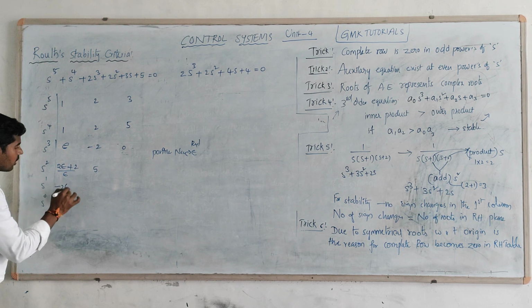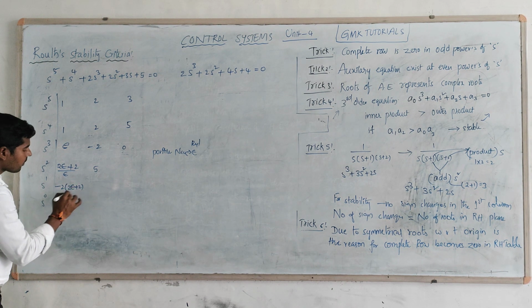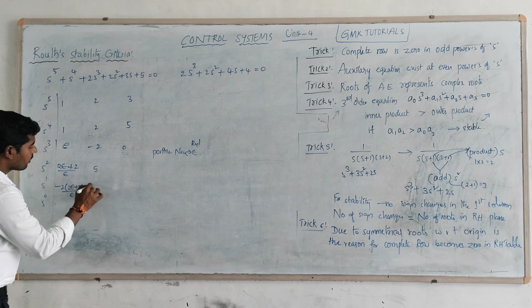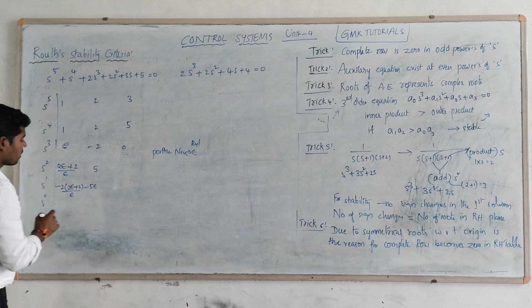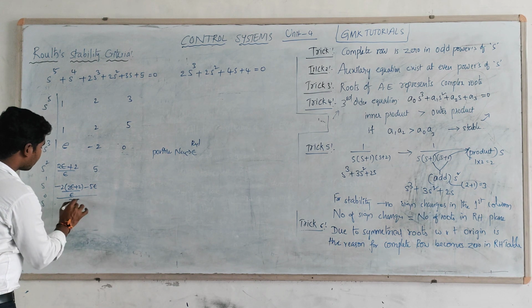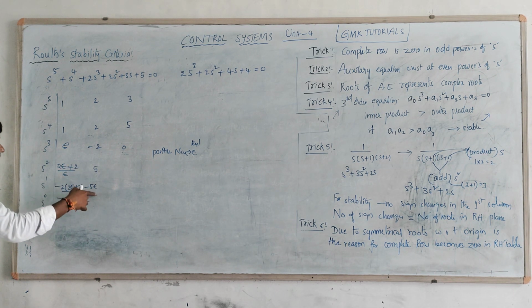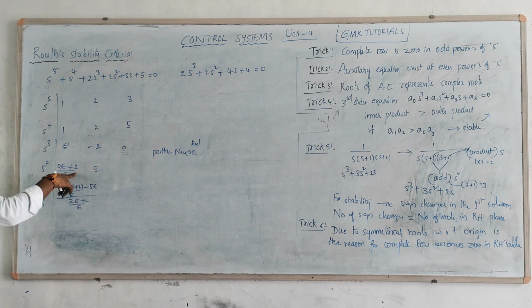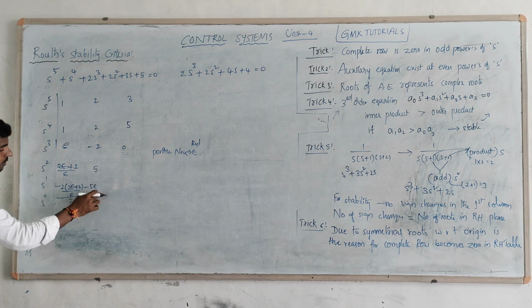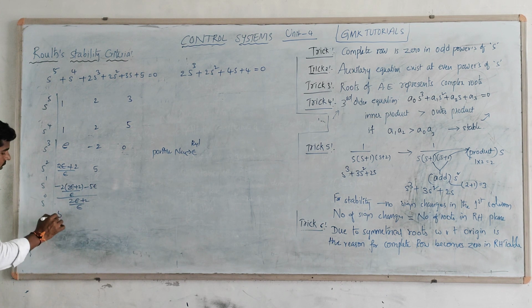That is equal to minus 2 into 2 epsilon plus 2 divided by epsilon minus 5 epsilon. Okay, now divided by the complete 2 epsilon plus 2 divided by epsilon. That is the criteria. Multiplication of these two minus of 5 epsilon divided by this complete term. The last one is nothing but, if it is a missing term, just replace with 5.